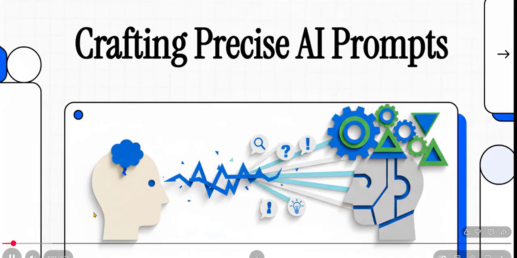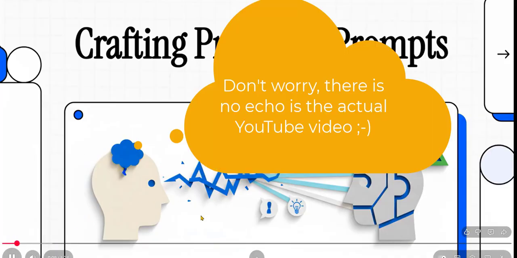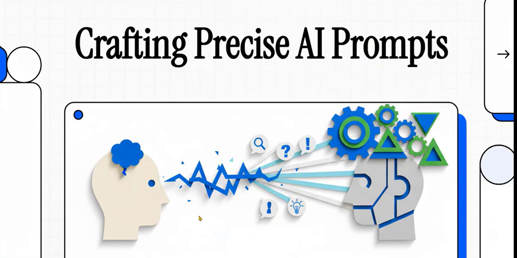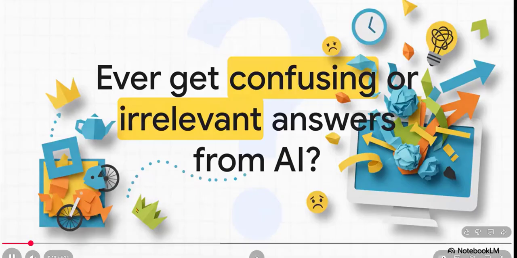Getting what you actually want from an AI. I mean, it's such a powerful tool, but sometimes it really feels like we're speaking two completely different languages. Well, today we're going to fix that. Right? You've totally been there. You ask the AI for something specific.